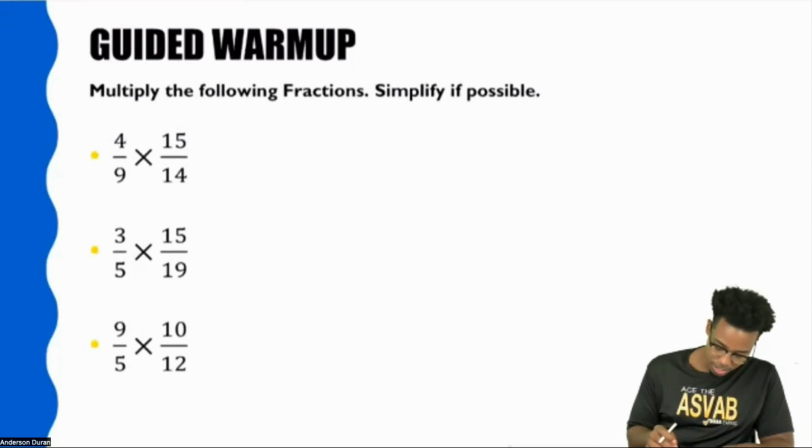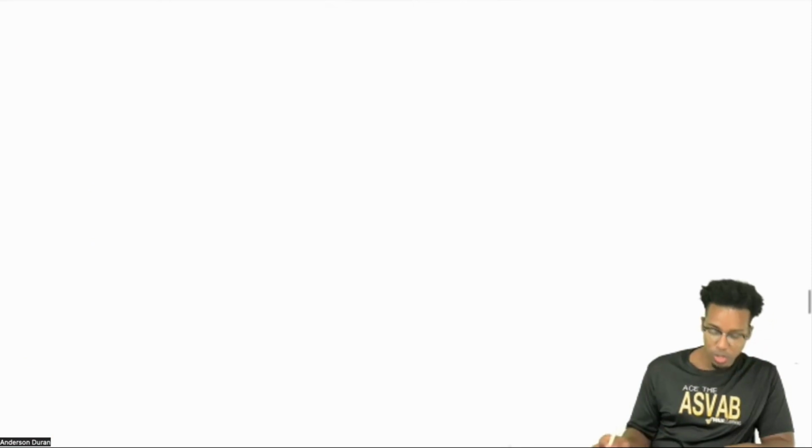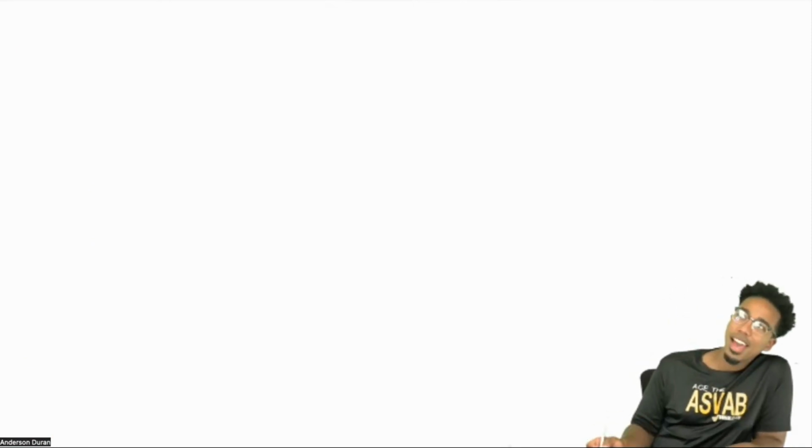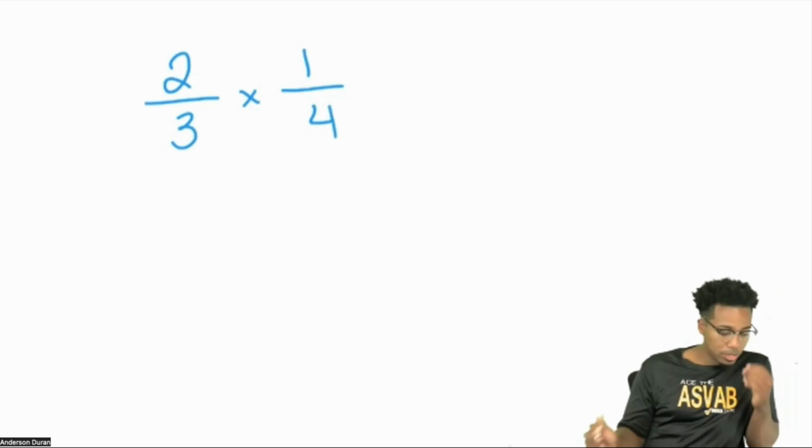Let me go ahead and actually give you an easier example before we get into these examples. I'm going to help you appreciate this in a moment here. So let's go ahead and try out this example here, everybody. Let's say we have 2/3 times 1/4. Let's go ahead and try this out.